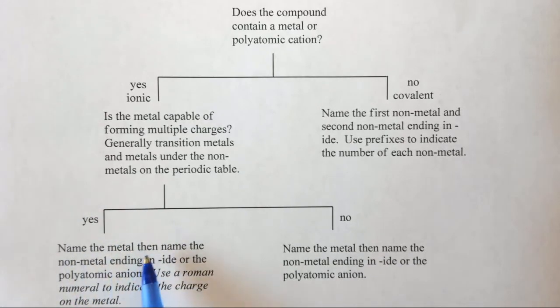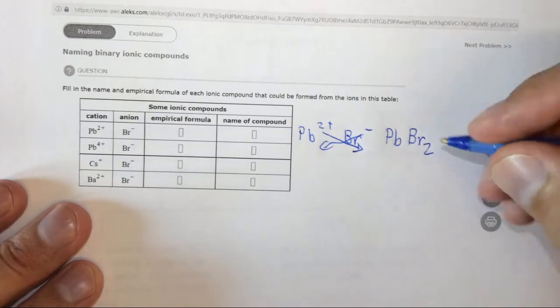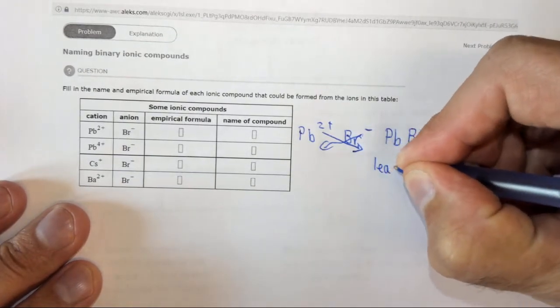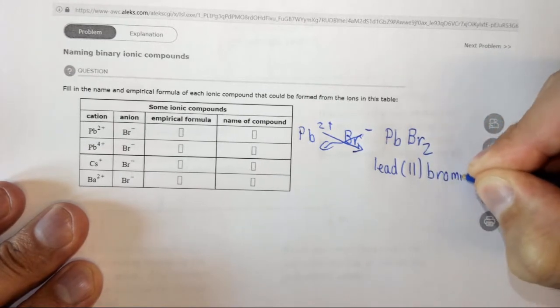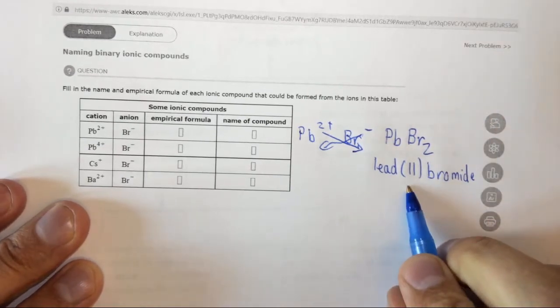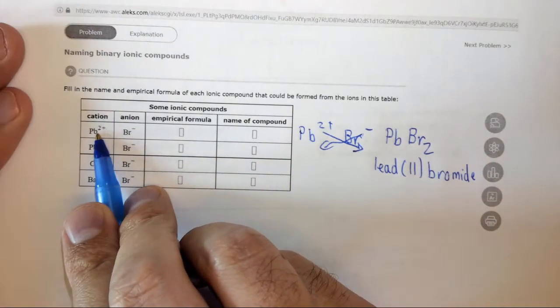So to name it, we want to name the metal, then the nonmetal ending in "ide," or the polyatomic ion, but we don't have a polyatomic ion here. And then it says, use a Roman numeral to indicate the charge on the metal. So when we name this, we do need to use a Roman numeral. So in this case, we want to call this lead(II) bromide, where II, the Roman numeral, tells us the 2+ charge on lead.